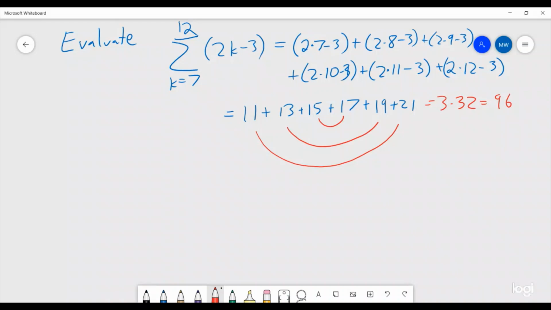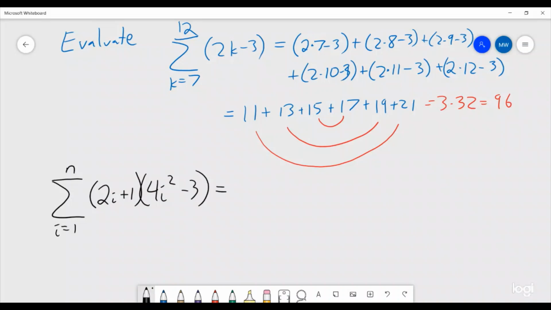But we might be asked something slightly different, like what is the sum from i equals 1 to n of 2i plus 1 times 4i squared minus 3. Well, in this case, what we're going to have to do is expand this out. We multiply everything all the way through. We get an 8i cubed, plus 4i squared, minus 6i, minus 3. So we're adding all of that up.